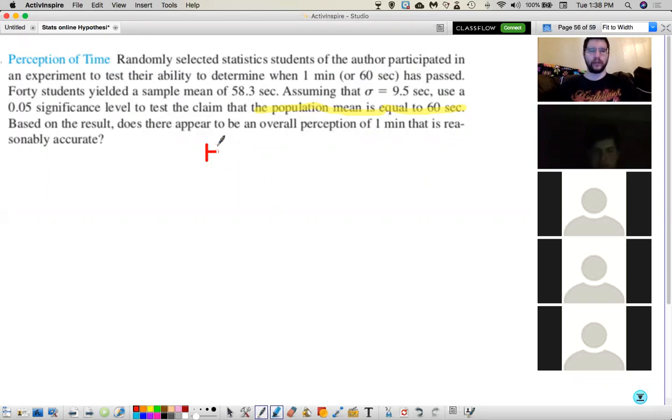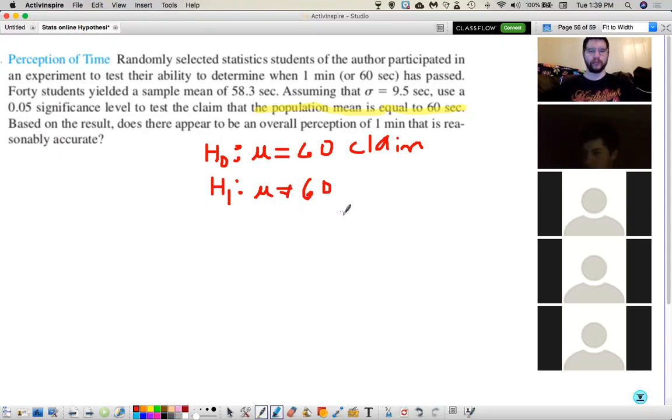Start with your alternative and null hypotheses. Reading the claim again, mean is equal to. Mean is equal to, that's going to be in the null, 60 seconds. That's my claim. The opposite of equal to is not equal to. All right, so again, we always look at our tail in the alternative. So this is a two tail.